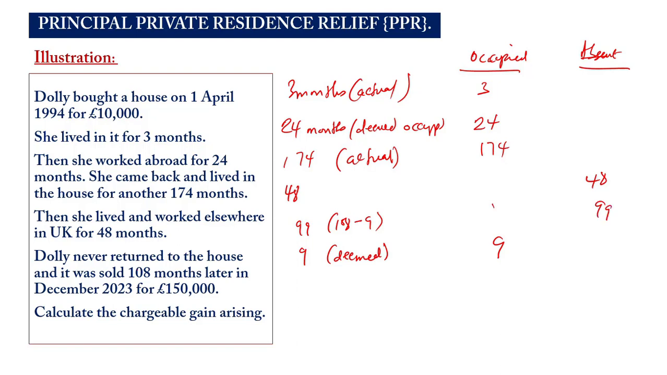Do you get me? Okay. So what's the total for the occupied? What's the total for the absent? So this is 210.